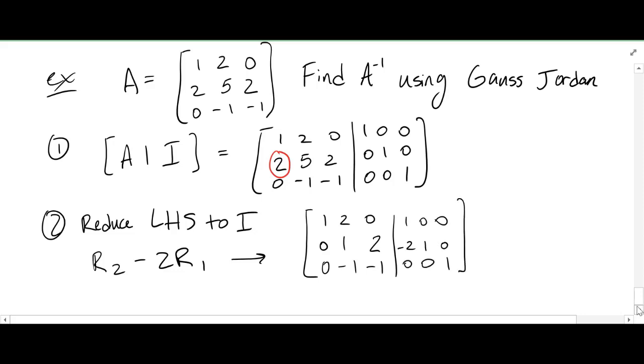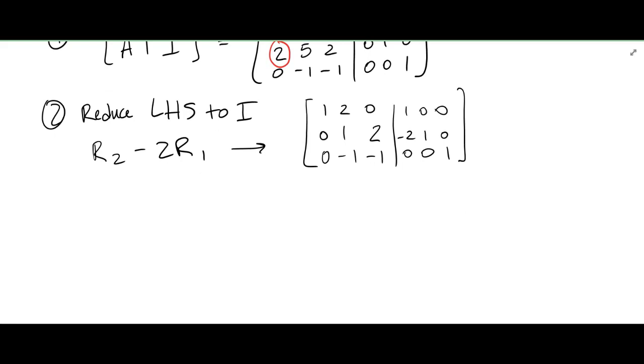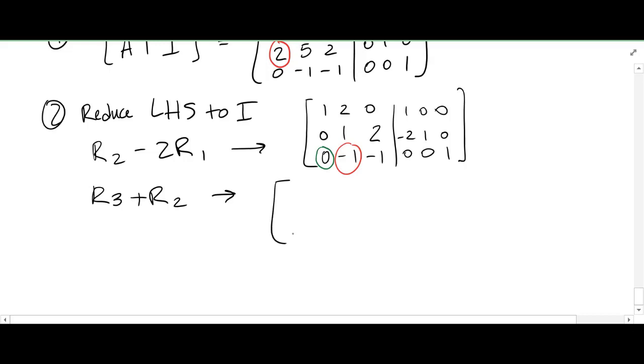Now we want this negative 1 to be a 0, so we'll do row 3 plus row 2. I can't use the first row here to reduce the third row because then I would pick up a 1 or something in that entry, and we don't want that. So we need to use the second row. When you do that, you get this matrix, negative 2, 1, 1.